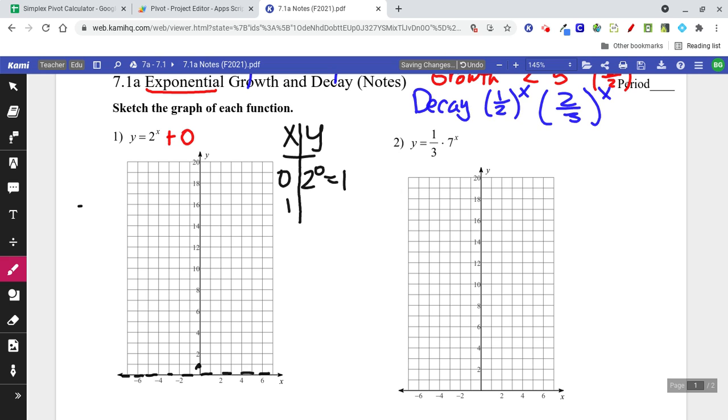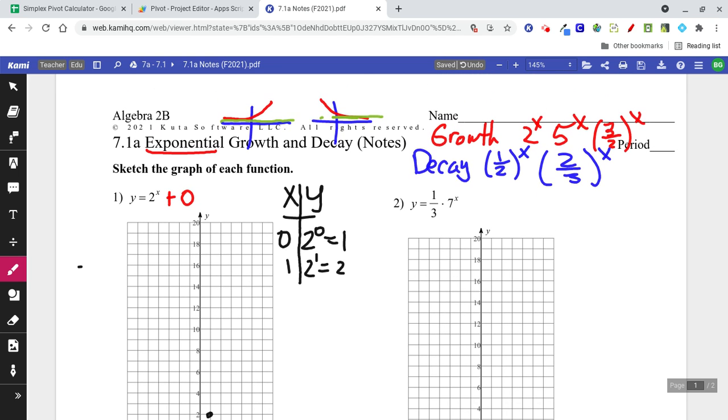And then if I plug in 1, I'd have 2 to the first power, which is 2. I've got the point 1, 2. 1, 2 is right there. All right. Now, here's the key to this, to me.